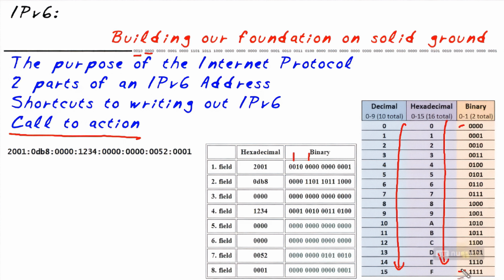Now, why is that? It's because if you can write out this table, which does take a little bit of practice if you haven't done it in a while, you can then convert from binary to hex or hex to binary, doing 4 bits at a time.